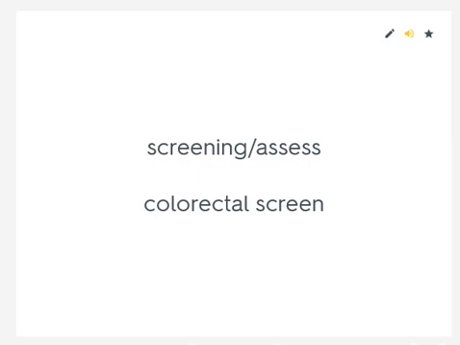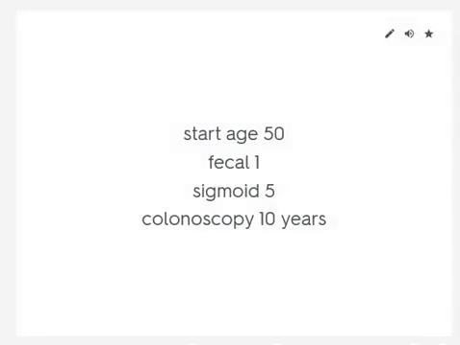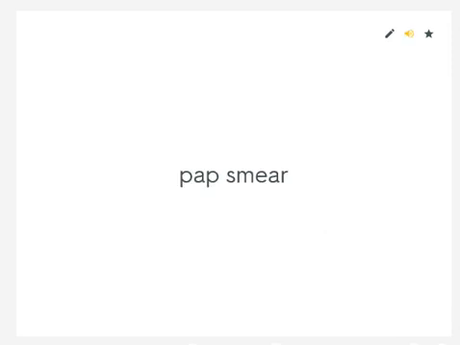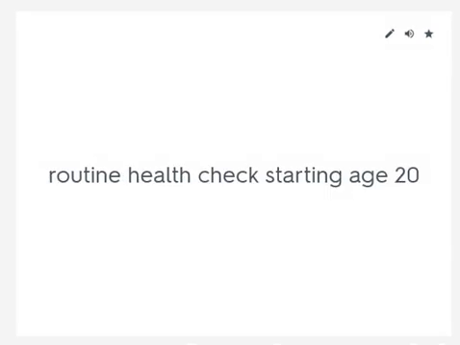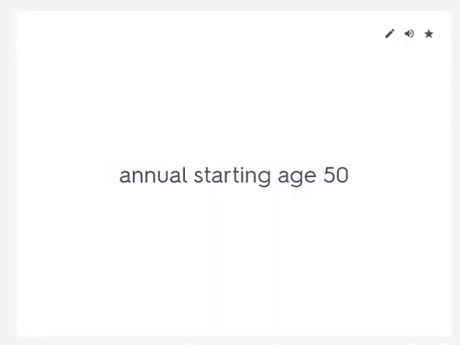Screening: colorectal screen starts at age 50, fecal test yearly, sigmoidoscopy every 5 years, colonoscopy every 10 years. Pap smear: every 3 years after 21. Mammogram: annual after 40. Testicular exam: routine health check starting age 20. PSA-DRE: annual starting age 50.